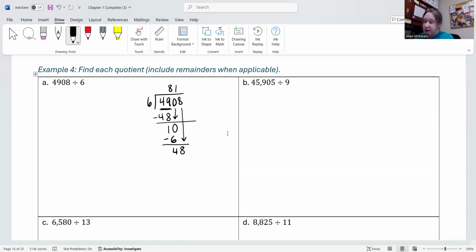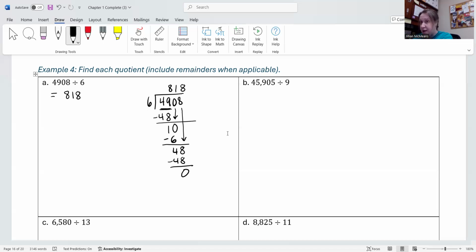6 will go into 48 8 times. 8 times 6 is 48. I subtract. I get a 0 remainder. Once you get a 0 remainder and there's nothing left to bring down, you know you're done. So we would say up here that the quotient is 818. So I would say 4,908 can be broken down into 6 equal size groups. The groups are of size 818. So 4,908 divided by 6 is 818.